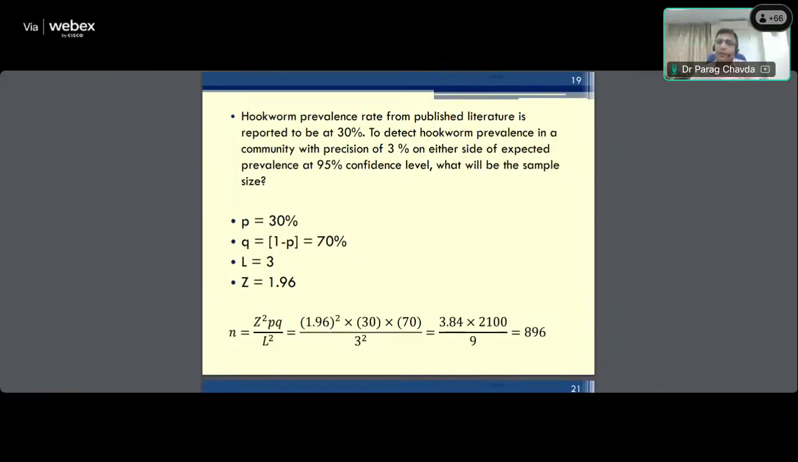तो अगर हम फॉर्मूला में फीड करें, अपना z square 1.96 होगा, p अपना 30% है, q 70% है, L square, L is 3, right? सो ये L जो है वो प्रेवेलेंस के रिलेटिव होगा, right? So when your prevalence is expected 30%, you want to be very precise, 3% either side, very precise, right? So 3% precision लेने के लिए आपको 896 सैंपल साइज सैंपल स्टडी करने पड़ेंगे.